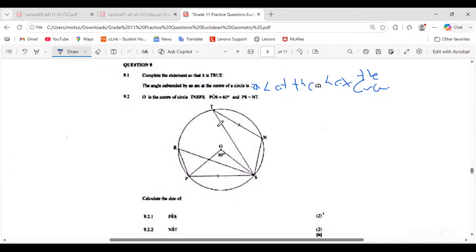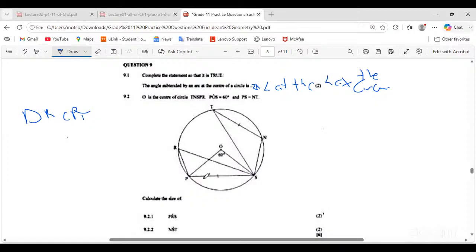Okay. Now let us quickly do our technique, DRCPT. So the diameter, you will ask yourself if there's any diameter on the diagram here, but we can't see any diameter. We go for the radius, and we find that OP is the radius of this circle, and OS is the radius of this circle. Therefore, OP is equal to OS.